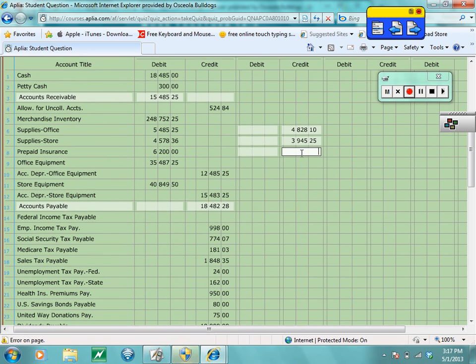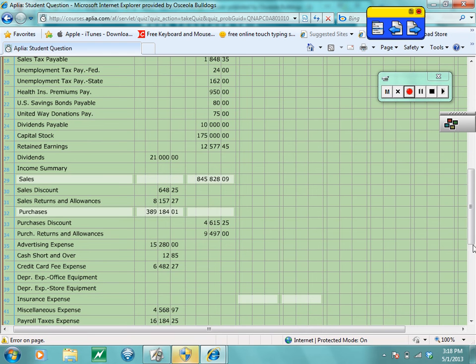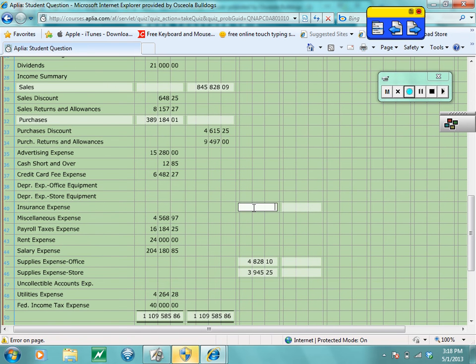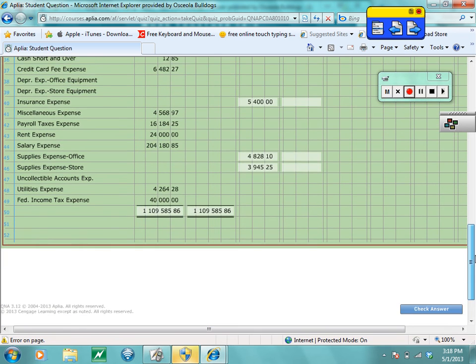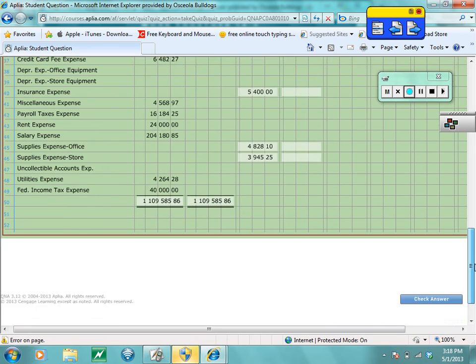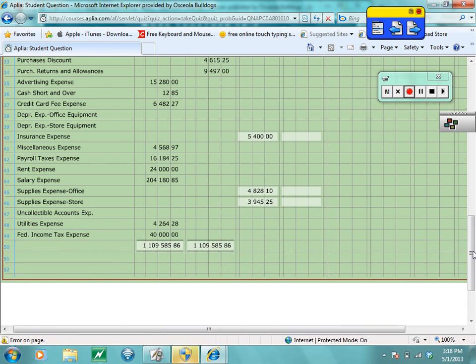It's okay. Then our next adjustment, it says that we have $800 left that we prepaid on our insurance. So we have to figure out how much of our amount we've used up. So 6,200 minus 800 gives us what? 5,400. Thank you. And what's our adjustment? What's our account title? Insurance expense. Remember, I've said all expense accounts have a normal what balance? Debit. Very good.